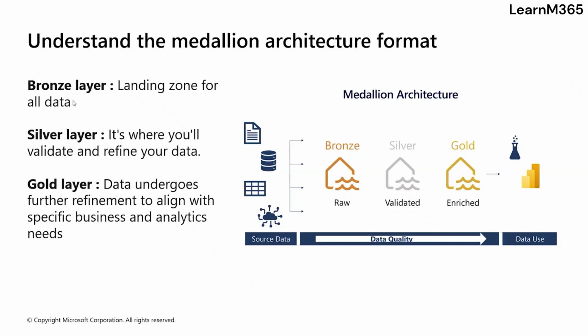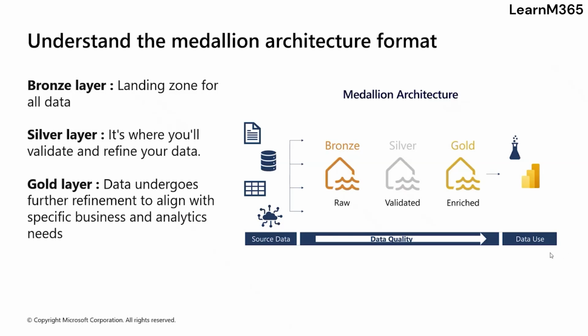Okay, so let's first talk about the bronze layer. So this bronze layer, or raw layer, of medallion architecture is the first layer of the lakehouse. Basically, it is the landing zone for all data, whether it is structured, semi-structured, or unstructured. The data is stored in its original format and no changes are made to it.